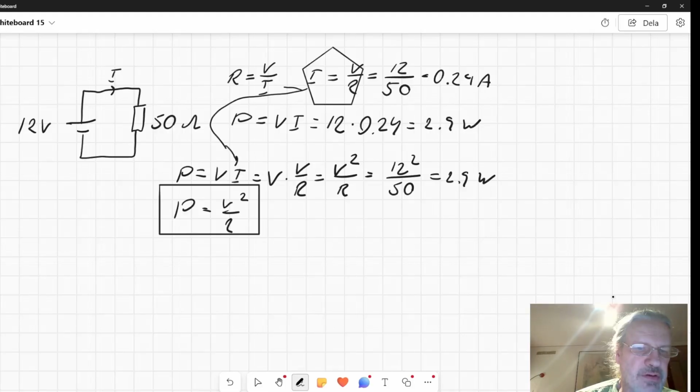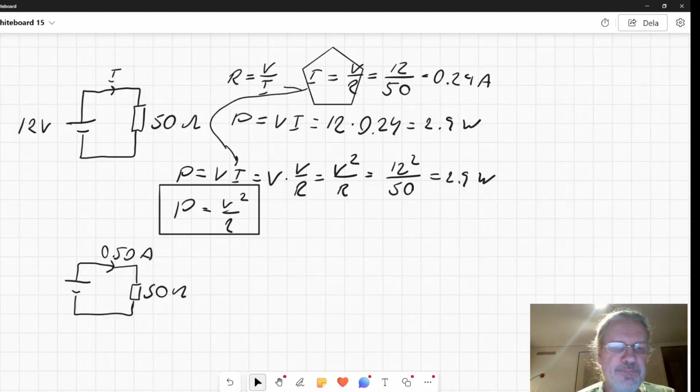Instead, now we have a battery. We don't know the voltage, and we have a resistor here, and say we have the 50 ohm again. But in this case, we have a current of 0.50 amps. And yet again, we should calculate the power. So now we need to find the voltage again. But we have R equals V over I. In other words, voltage is R times I.